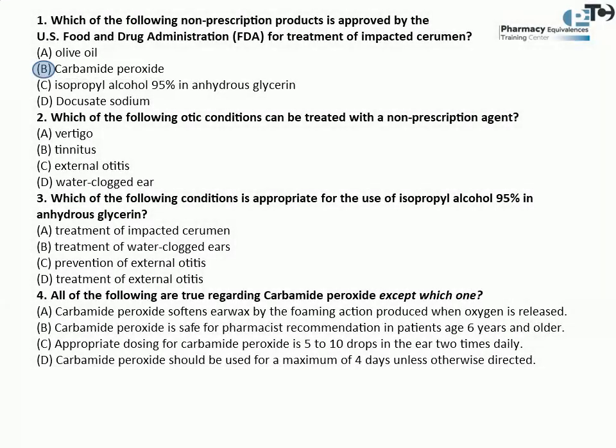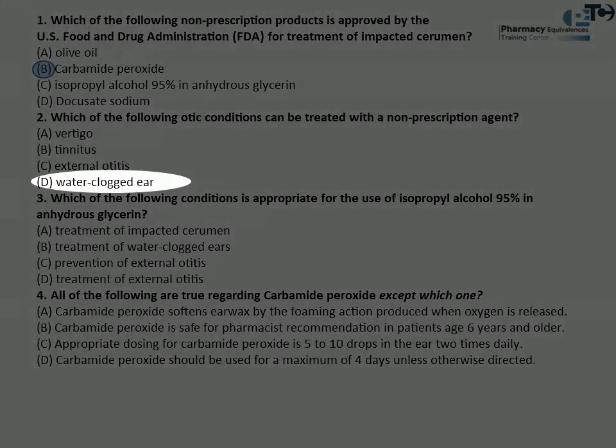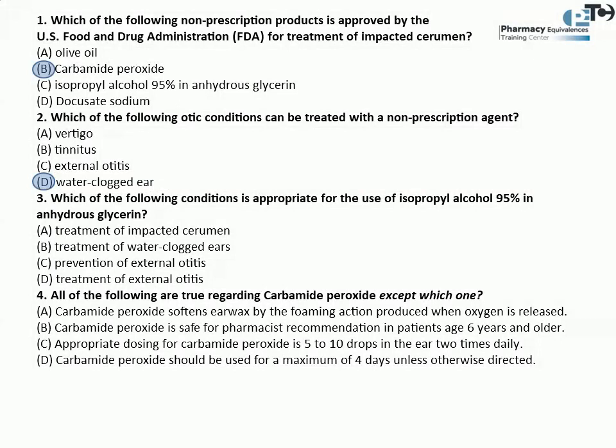2. Which of the following otic conditions can be treated with a non-prescription agent? A. Vertigo. B. Tinnitus. C. External otitis. D. Water-clogged ear. The answer is D.